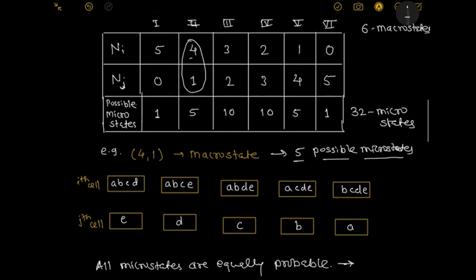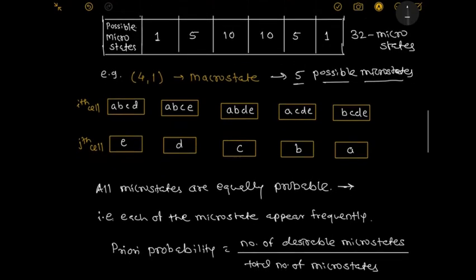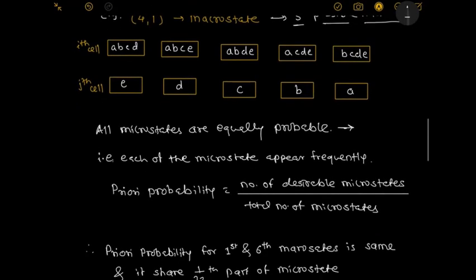Since the first and sixth have the same a priori probability, each macrostate shares 1/32 part of the microstates. Hence we say the first and sixth macrostates have the same a priori probability, and they share 1/32 part of the microstates.